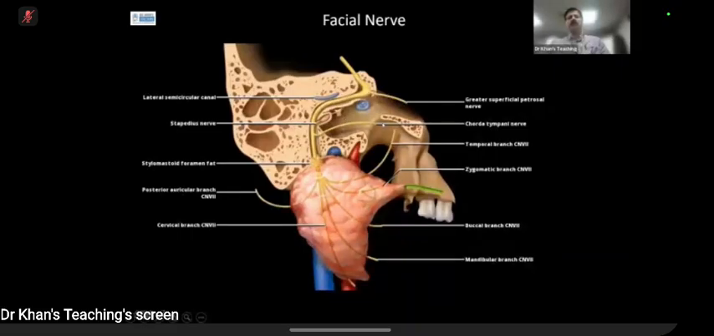So this is chorda tympani, and this is part of the function of the facial nerve, anterior 2/3. So from here, what can we learn? We can learn that there are various functions of the facial nerve, clinically speaking.